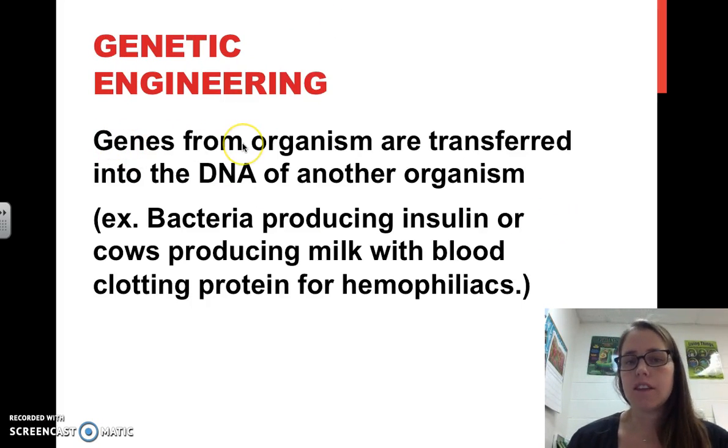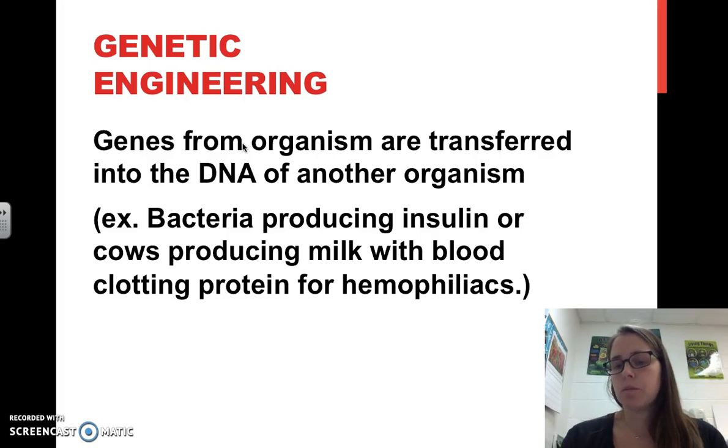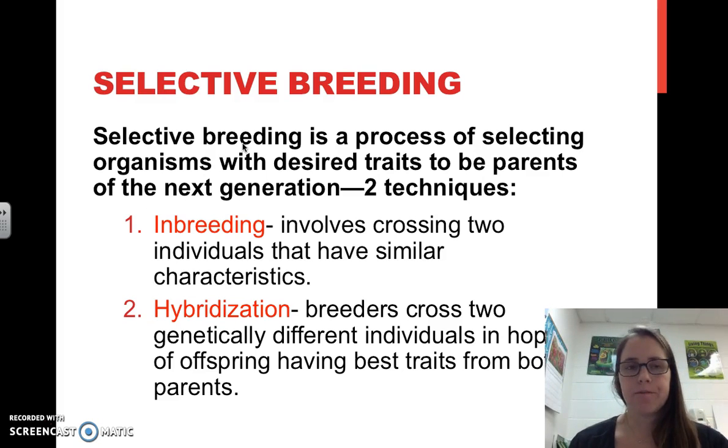Genetic engineering is when genes from organisms are transferred into the DNA of another organism. So basically, with genetic engineering, we're playing with the genes that exist inside of your cells. Genetic engineering can be an example of bacteria that produces insulin, or cows that produce milk with blood clotting protein for hemophiliacs. So even though people who are hemophiliacs can't produce the protein, they can drink milk with the protein and therefore still get it. It's a treatment, so it is genetic engineering.